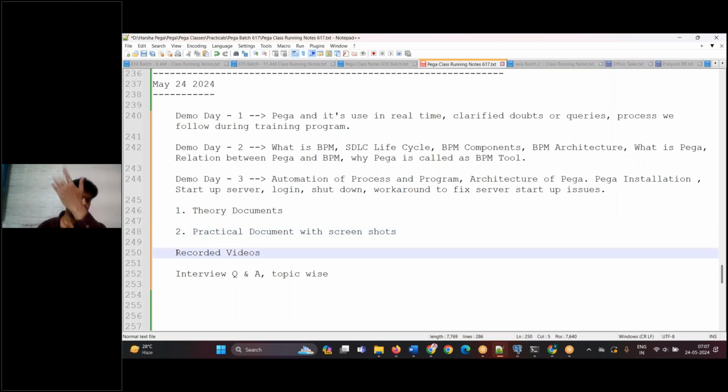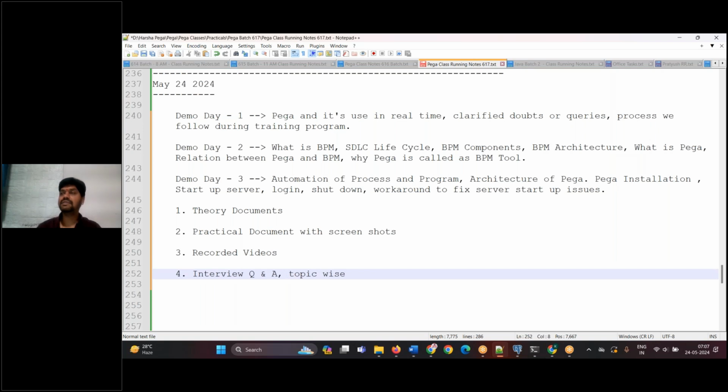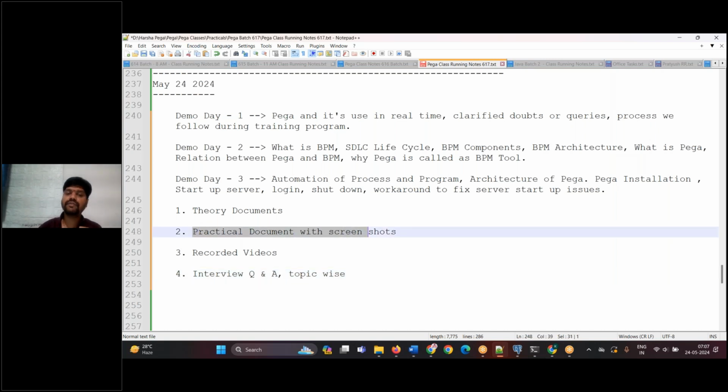People are thinking learning Pega means doing practical only. That is wrong. If you do only the practical part, you cannot learn the subject. And that too, 95% of the students are doing practical by following the practical document with screenshots, and they are copy pasting.